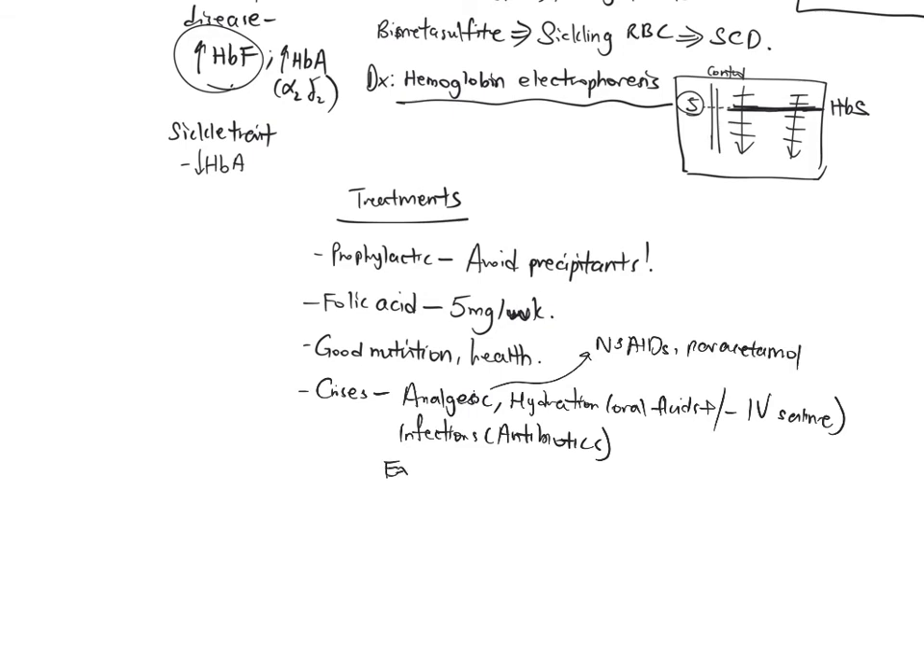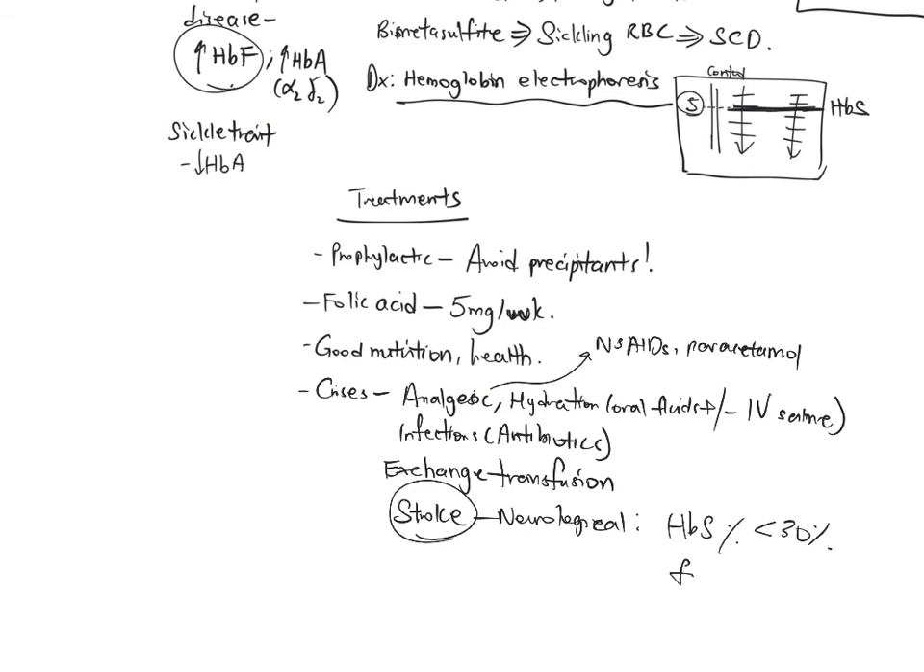Sometimes exchange transfusion may be required, and I've explained before what exchange transfusion is. Essentially, we are replacing the sickled red blood cells with the donor's normal red blood cells. It's also important to manage complications like stroke and other neurological complications. The guidelines recommend a hemoglobin S percentage of less than 30% for at least 2 years. Based on these levels, the risk of stroke is actually decreased.